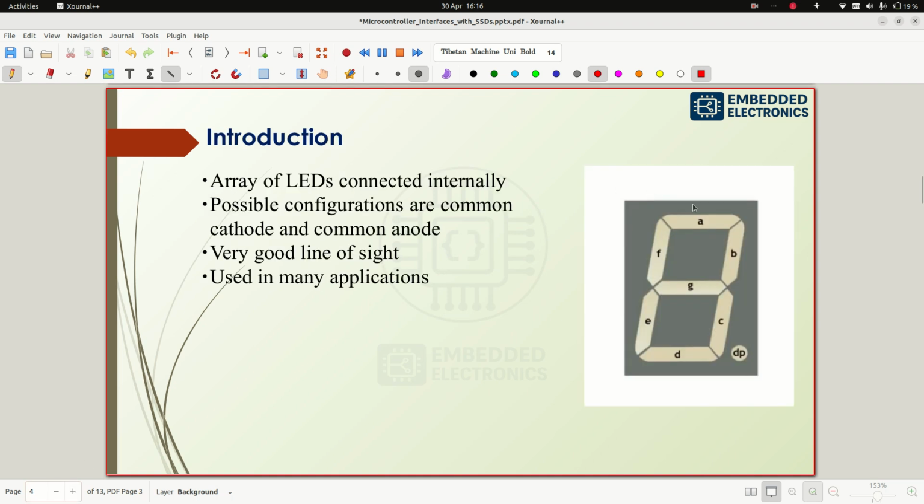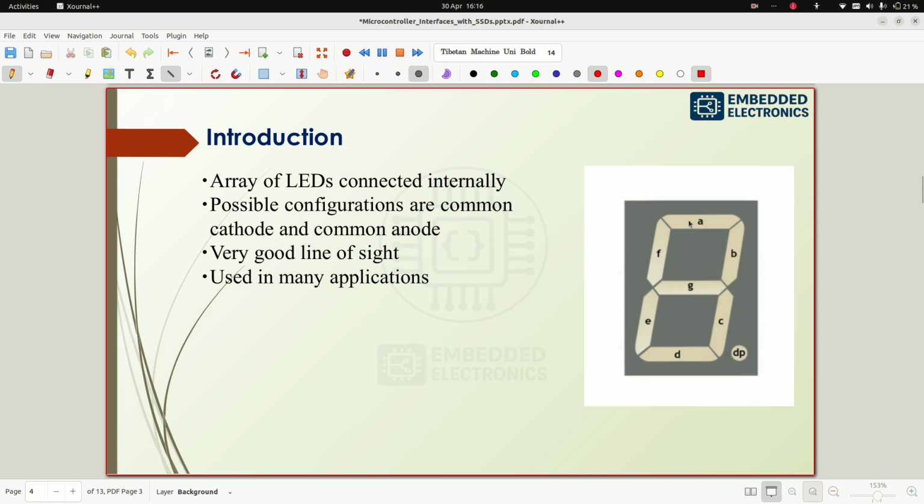So this is the 7-segment display. It has 8 segments, but we are considering 7 segments most of the time, so it is called a 7-segment display. We consider A, B, C, D, E, F and G, the 7 segments. And we have one more segment, that is DP, meaning decimal point.